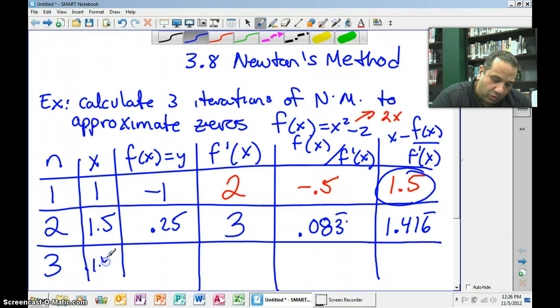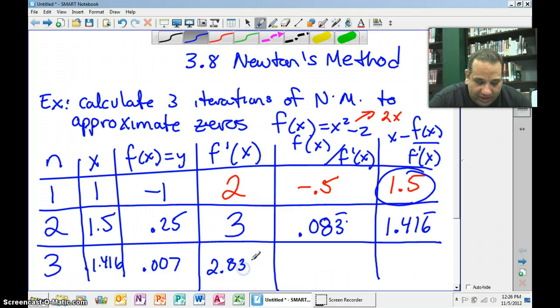Now we take our third iteration. We take 1.416 and plug it into the original function, and we get 0.007. When we plug that into the derivative, we get 2.833. It goes on for a while. And when we divide them, we get 0.00245. Three decimal places are fine, believe me.